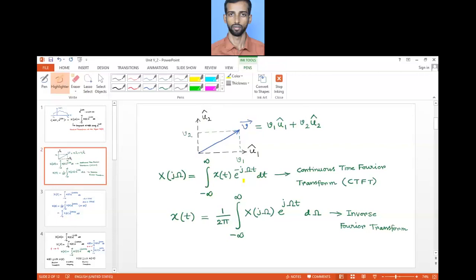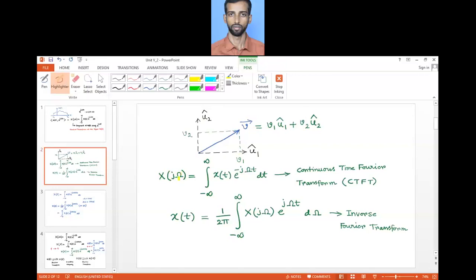So once you get these frequency components X of j omega, like these v1 and v2, the question is how can I reconstruct the original signal back? Reconstruction is possible if I know the corresponding components, and if I know the corresponding unit vectors, the basis vectors through which these components are derived. So here X of j omega is the corresponding component along e to the power j omega t. Just like that, here you have v1 along u1, v2 along u2. We have reconstructed the signal like v1 u1 plus v2 u2.